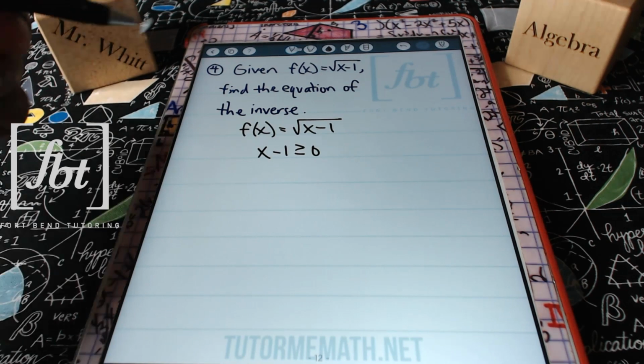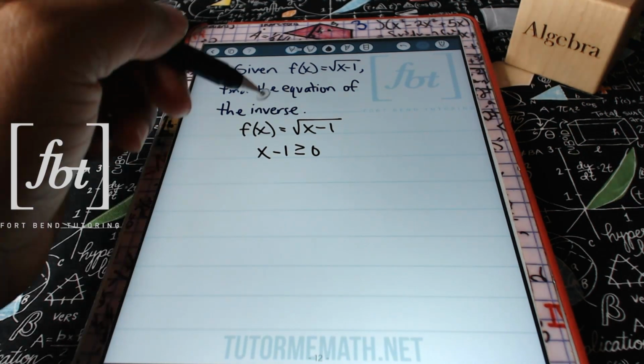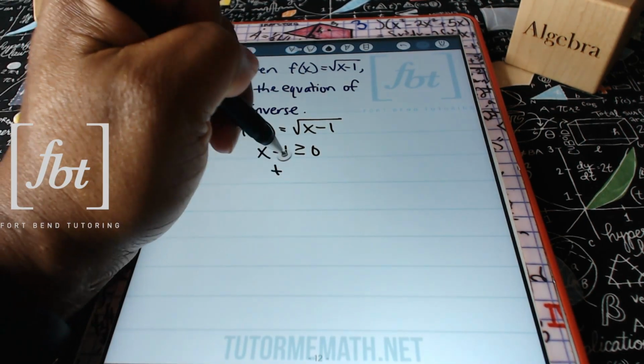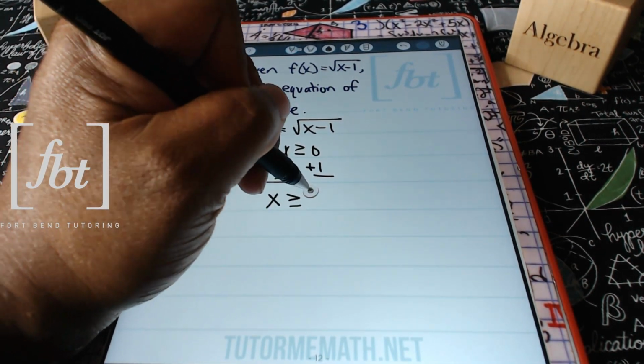Why do we know this? Because you can't have a negative value underneath the square root sign. It's undefined. So focusing on the domain, if we solve for x here, we can find the fact that x must be greater than or equal to 1.